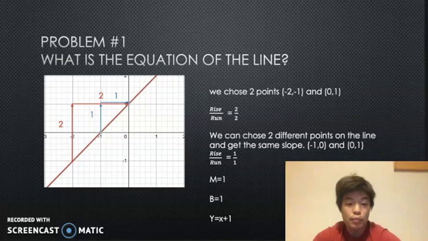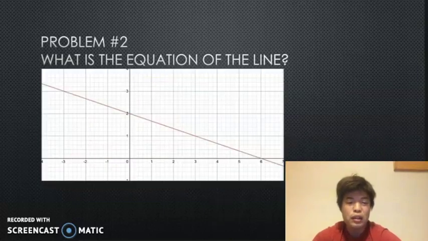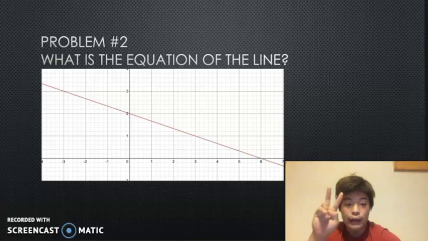Okay, let's move on to problem 2. This one's a little harder, but I think you guys can do it. Remember, yet again, all we need is 2 things: the slope and the y-intercept. I'm going to give you some time to look at it and think, and then we'll go over it together as a class.